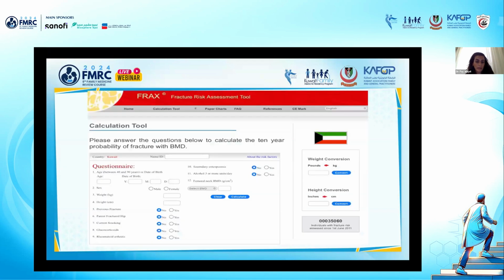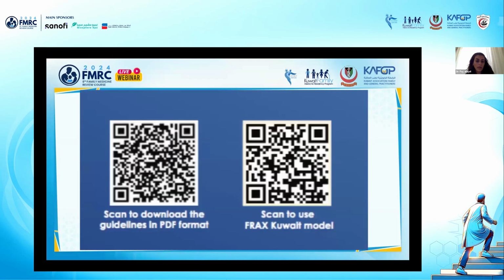So again, this is the FRAX tool, and these are the QR codes. If you haven't scanned them yet, they are here. Okay, shall I move on?